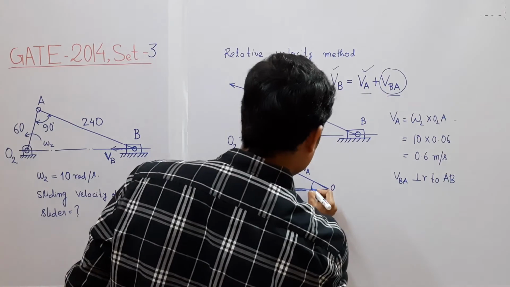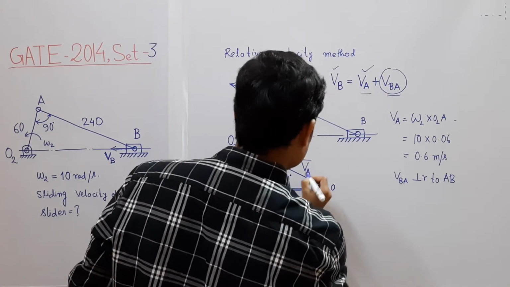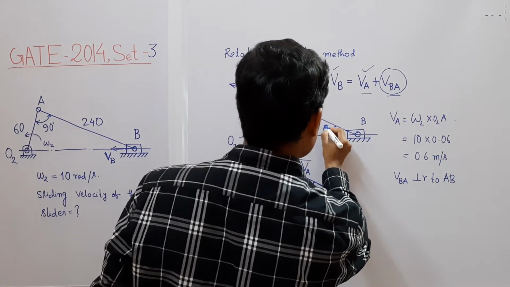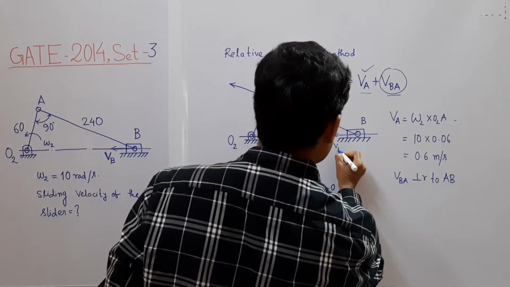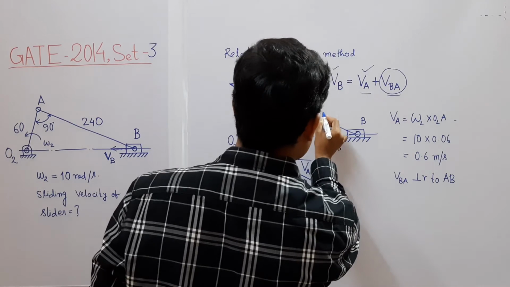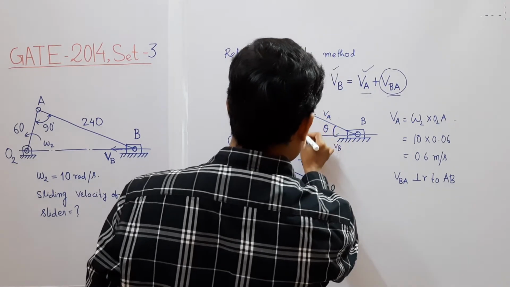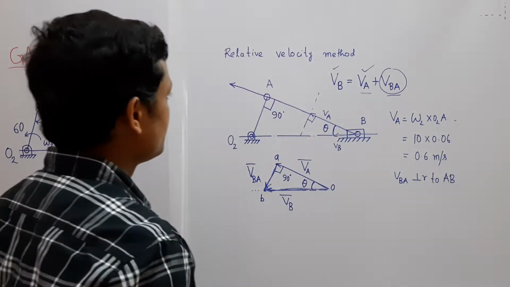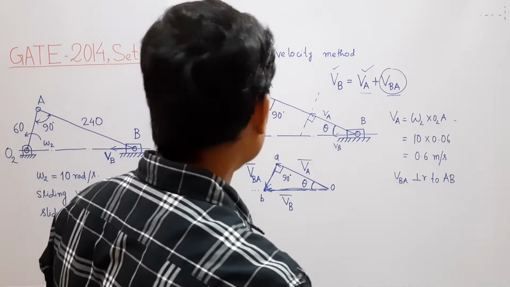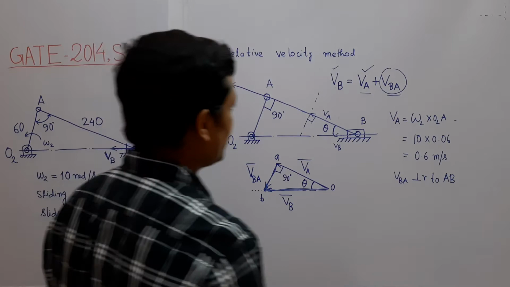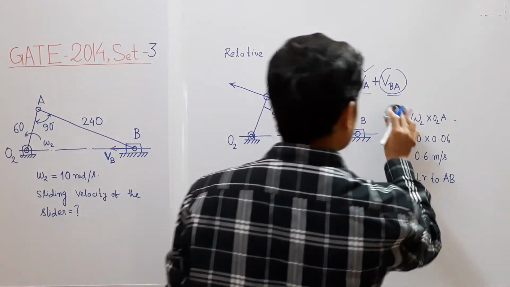Now what is this angle? If this angle is theta, then this angle will also be theta, because this is the direction of VB, this is the direction of VA, and perpendicular to this direction is VBA. So this is also theta. Now what is the value of theta? That you can determine easily from this configuration.